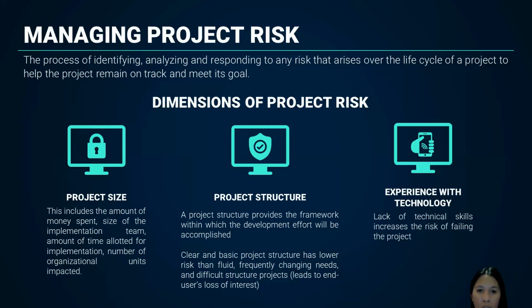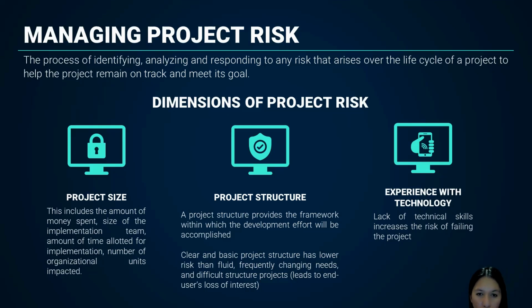Managing project risks has dimensions. So these are usually the areas that are risk prone in IT projects. First is the project size. This includes the amount of money spent, size of the implementation team, amount of time allotted for implementation, and number of organizational units impacted.